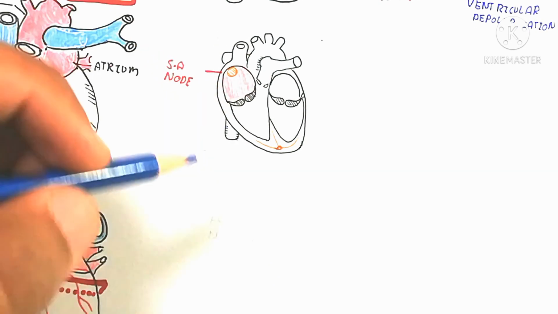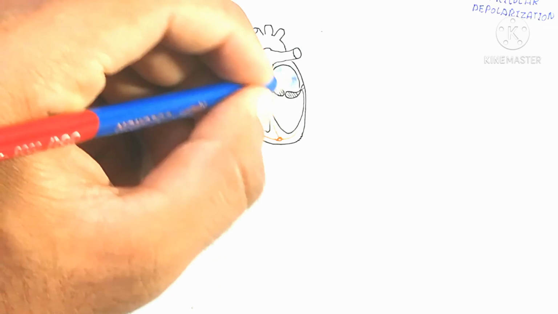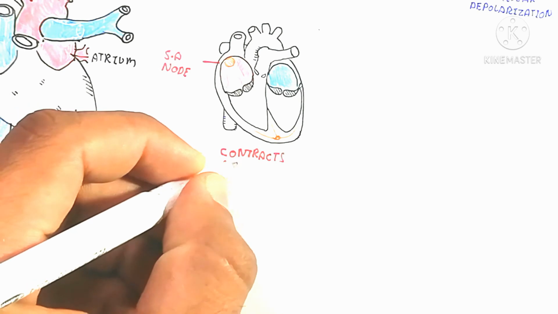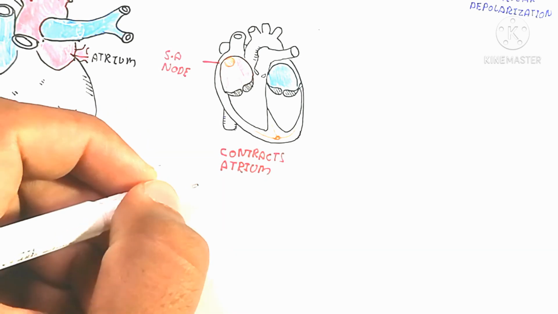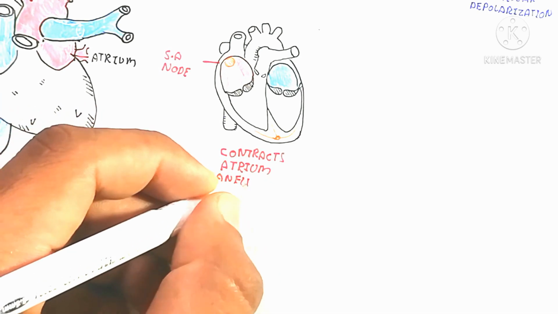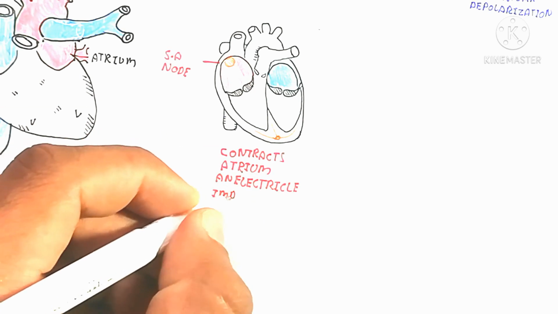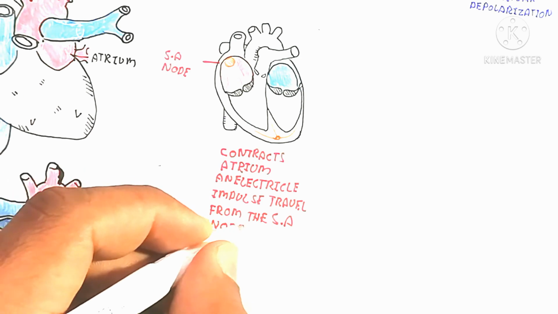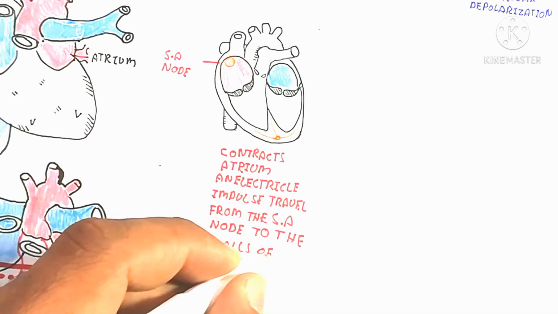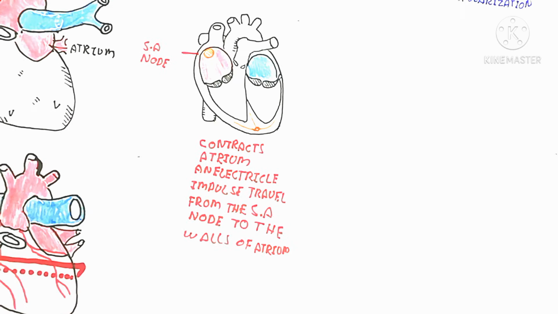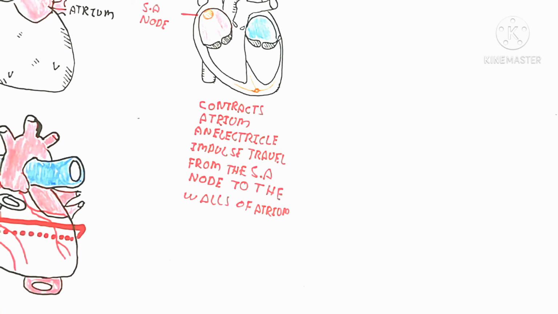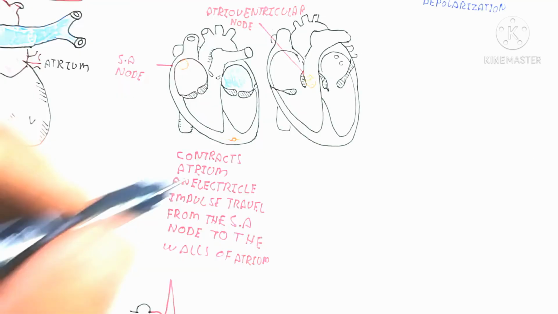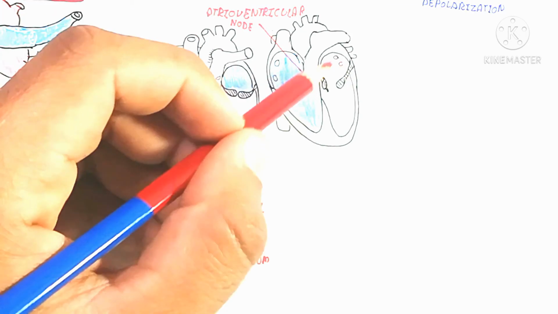So here we will discuss the four phases of this electrocardiogram to show these waves. The first wave is known as the P wave, which is produced when the atrium contracts and an electrical impulse travels from the sinoatrial node to the wall of the atrium. So the wall of the atrium will be allowed to move, that is, the atrium will contract, and the P wave will be produced.